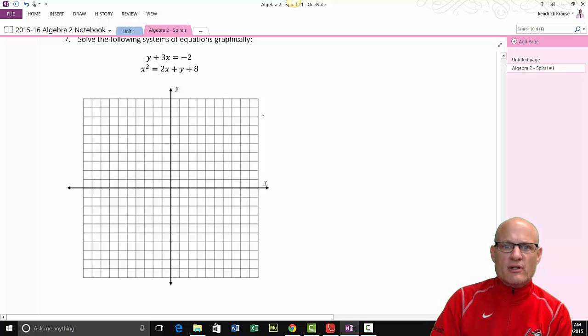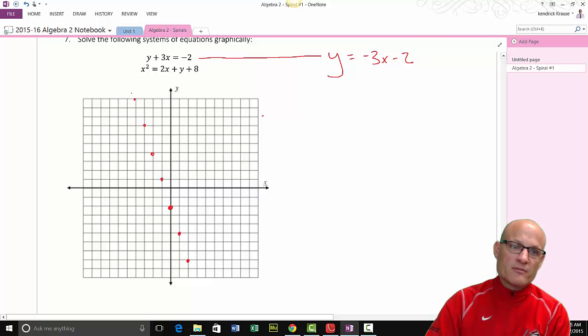All right, so let me graph these. What I was looking for in this is that you would say, oh, this is y equals negative 3x minus 2 by bringing that 3x over. Y-intercept of negative 2 and a slope of negative 3. And I will do my very, very best to try and actually draw a straight line.